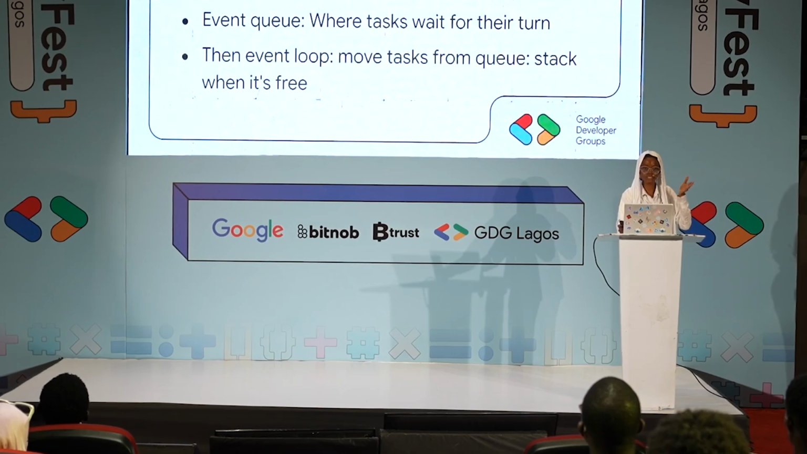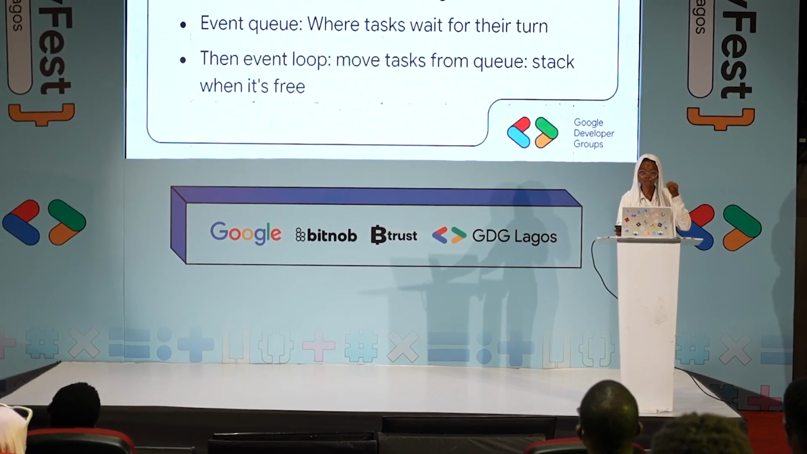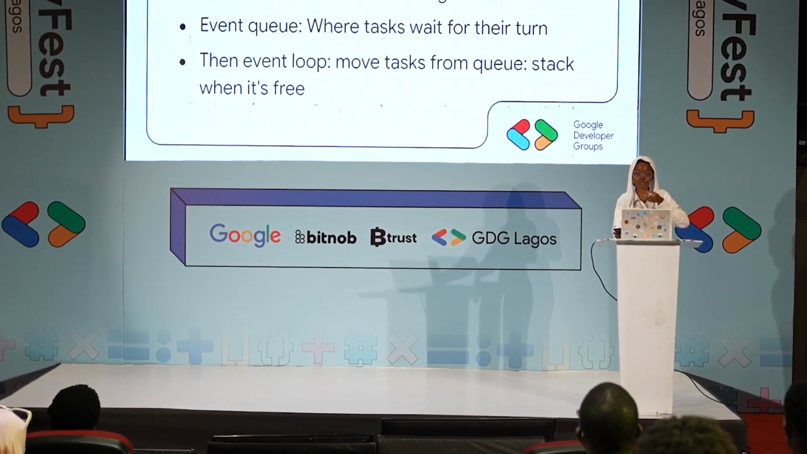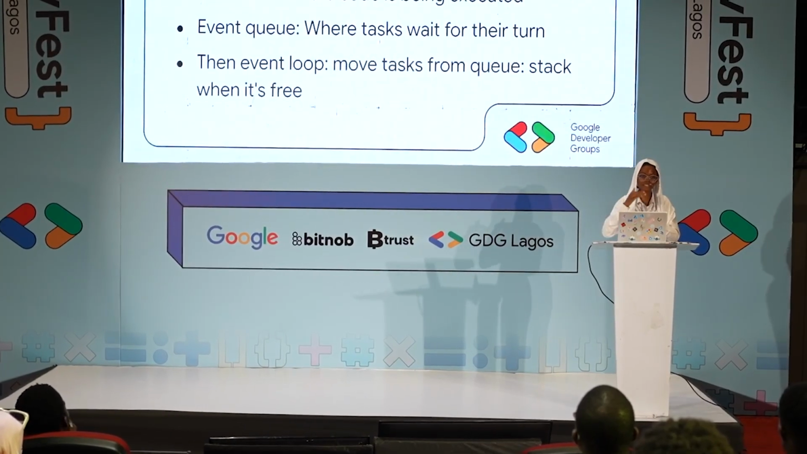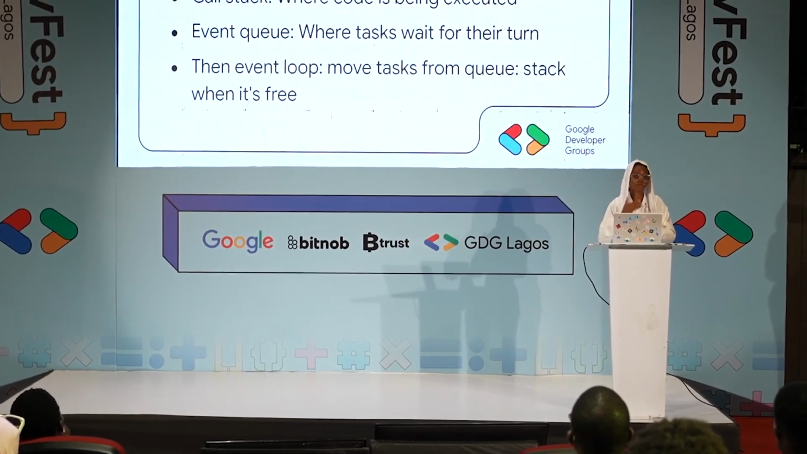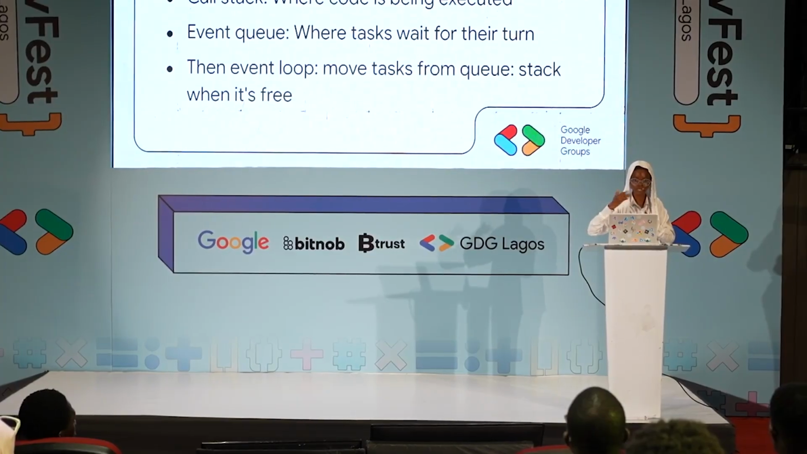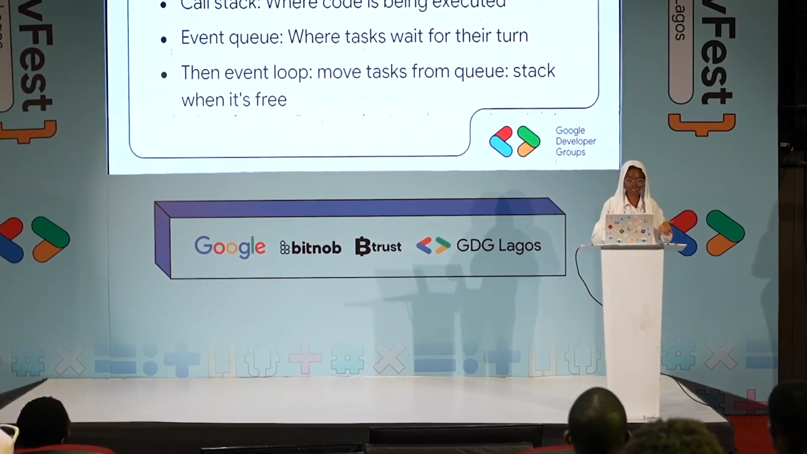There are features on LinkedIn and Telegram where you can schedule messages. When you schedule a message, it's a task that is already in place to be executed, but because it's not yet its time, it has to wait inside the event queue. Then the event loop is what moves tasks from the queue when the call stack is empty. Like I said earlier, the call stack is where the code is being executed.